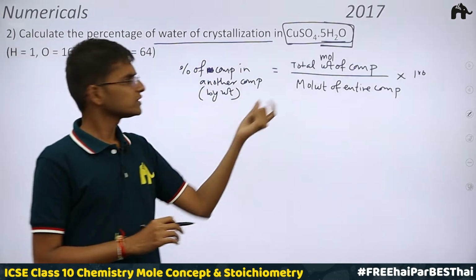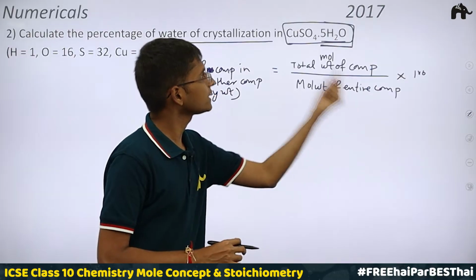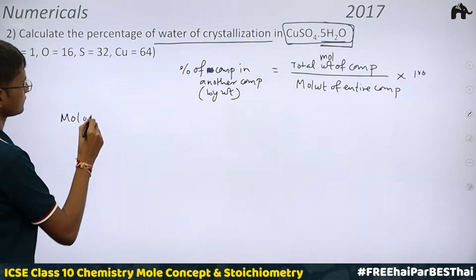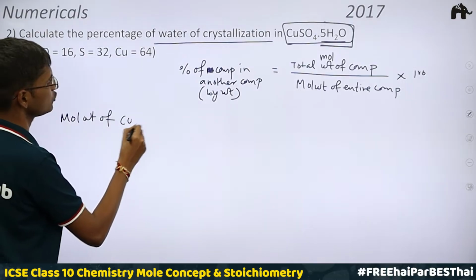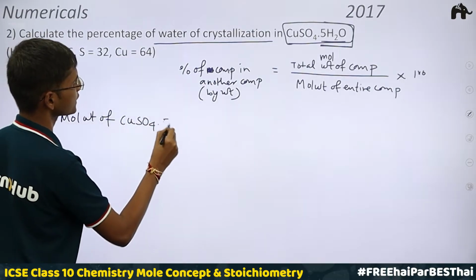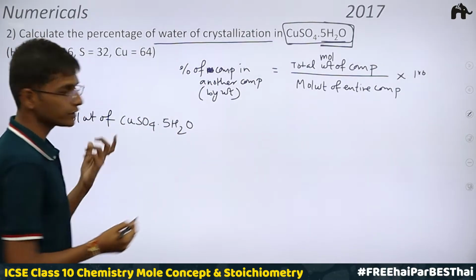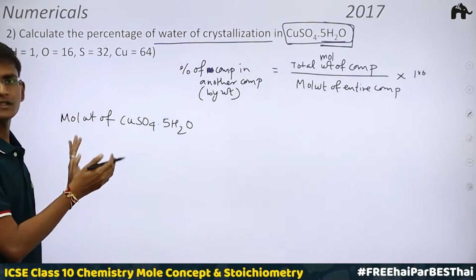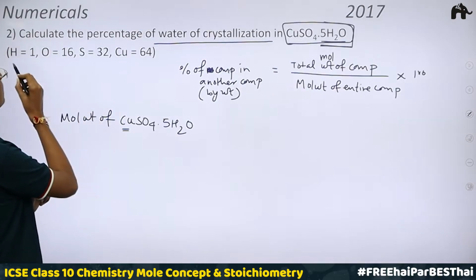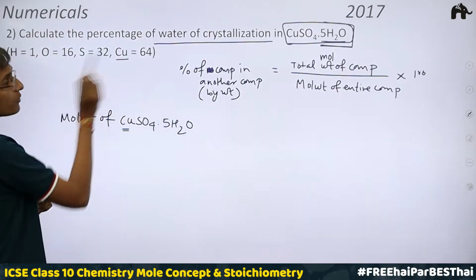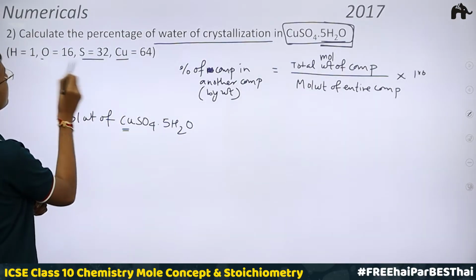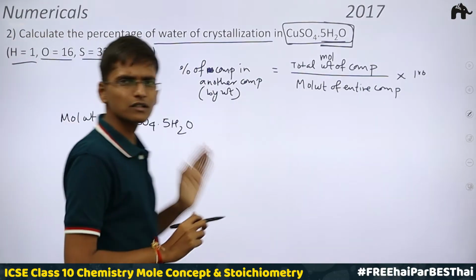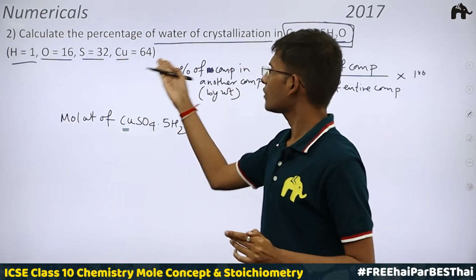So what we are going to do is simply first find out the molecular weight of the entire compound. So see here, molecular weight of CuSO4.5H2O. Now you would say, sir, how are we going to find out? We don't know the atomic weight of copper and all those things, right? So see, they have given us copper's atomic weight. We all know hydrogen, oxygen, sulfur's atomic weight. I have told you to remember them, but copper's atomic weight is given.